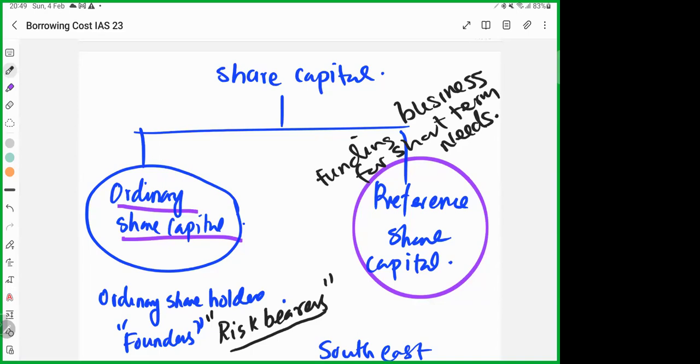Same story. The ordinary shareholders who are the founders of the company, the amount of money they invested on the business, they will not expect anything. Whereas preference shareholders will invest on the company only for a short period of time, like for 5 years. They will invest only for 5 years. And at the end of the 5th year, the company should repay.